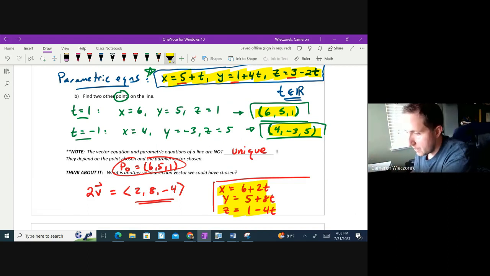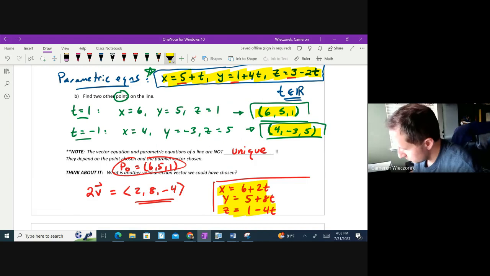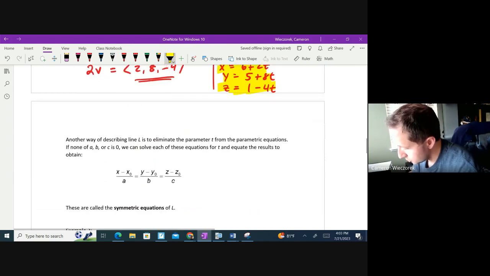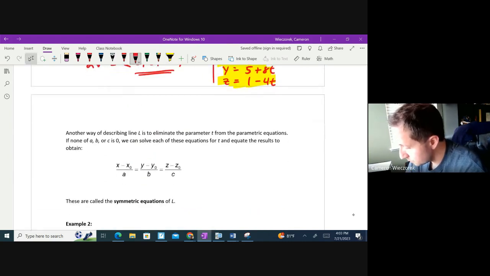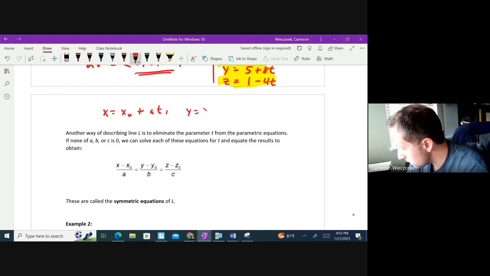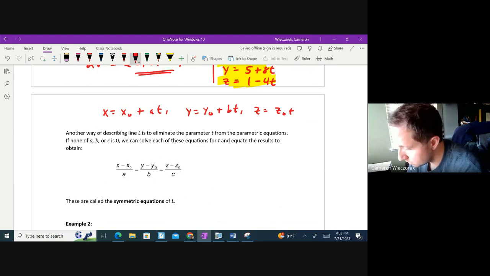Another form you're going to be asked to write the equation of is what's called symmetric form of a line. This is just when you eliminate the parameter t. So if you remember what we had before, we had x equals x naught plus at, y equals y naught plus bt, z equals z naught plus ct. That was the parametric form of the line.